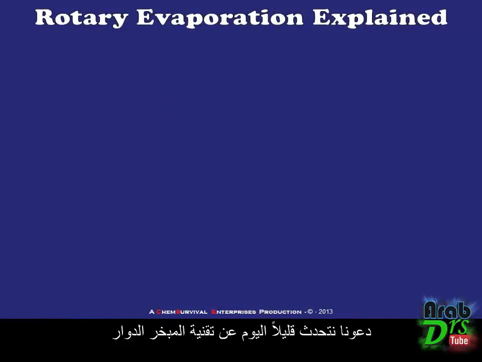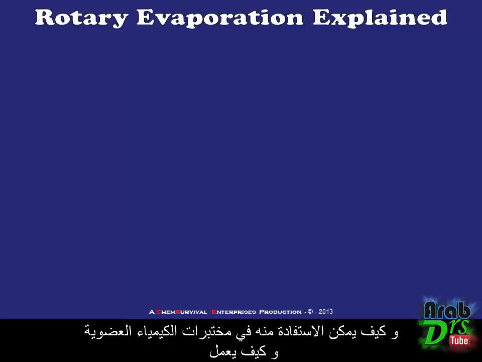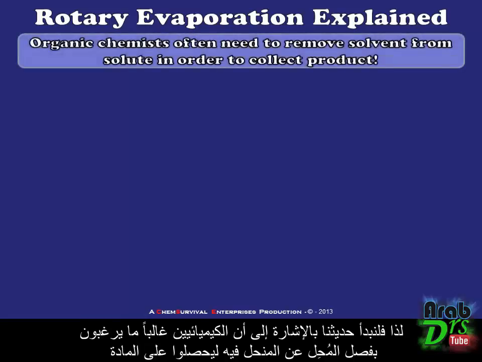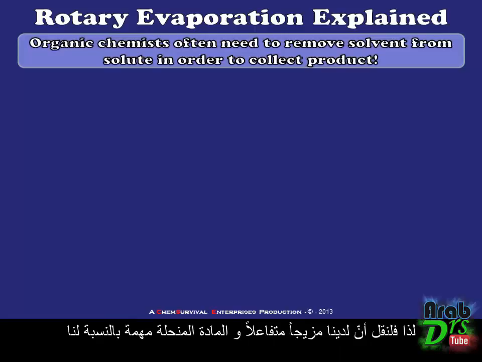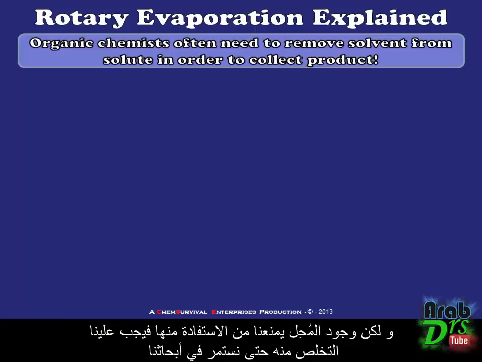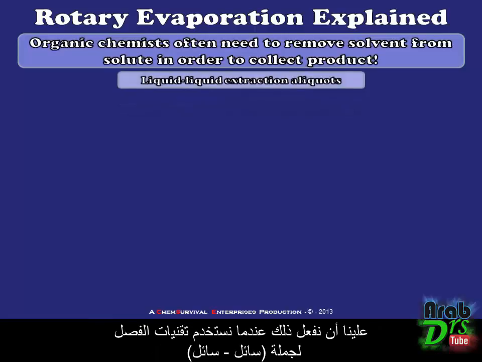All right, I thought today we'd talk a little bit about the technique of rotary evaporation and how that applies to the organic chemistry lab and how it works. So let's start by pointing out that organic chemists often need to remove solvent from solute to collect their products. So let's say that we have a reaction mixture, and the solute, of course, is of interest to us. But the solvent, once it's served its purpose, we'd like to get rid of so that we can go on with our analysis. So we need to do this when we use liquid-liquid extraction techniques.